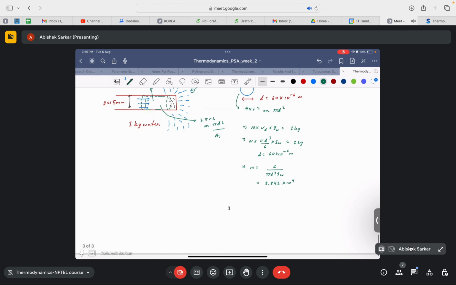Okay. Now you need to find the surface area of n number of these 8.842 into 10 to the power 9 droplets. So the final area would be 8.842 into 10 to the power 9 into pi d square, right? Pi into 60 into 10 to the power minus 6 square. That's the area. The total area would come around 100 meters square.